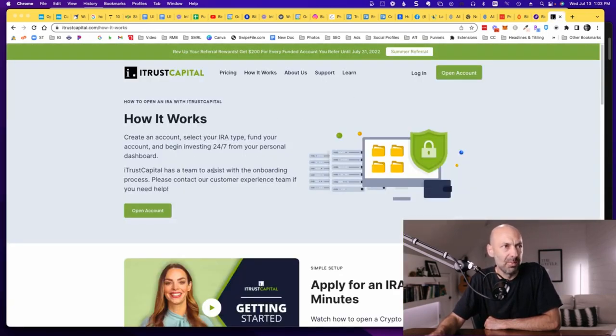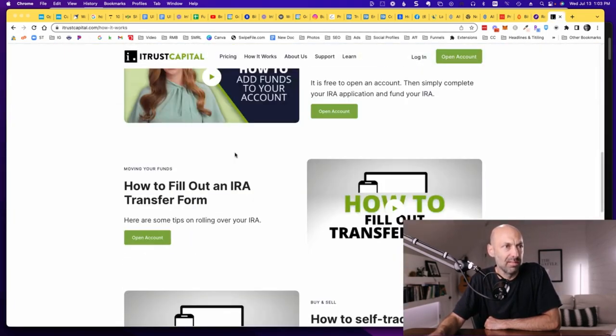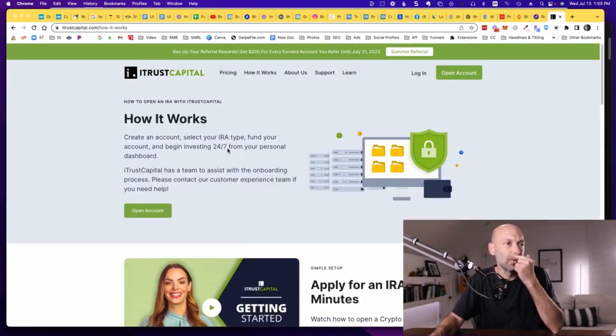And then iTrustCapital. This one, again, didn't feel super intuitive to me, the way the whole process worked. And this might have been one of the ones where you have to open the LLC. And I just wasn't very interested in that. All that to say, I ended up going with Alto.